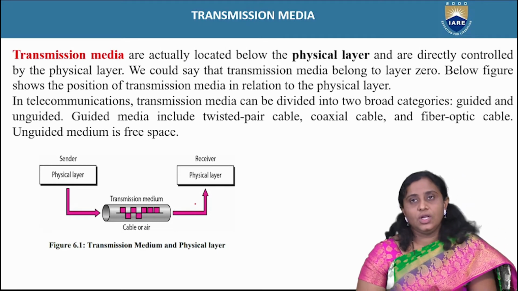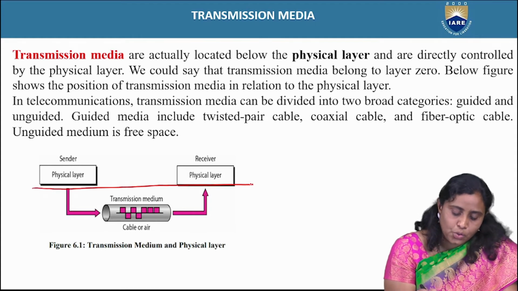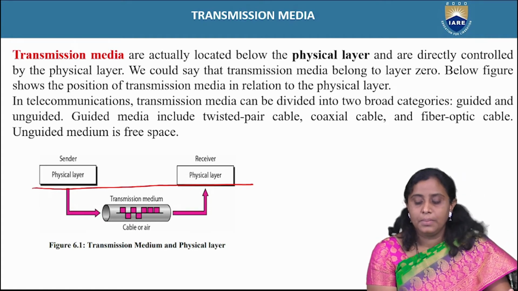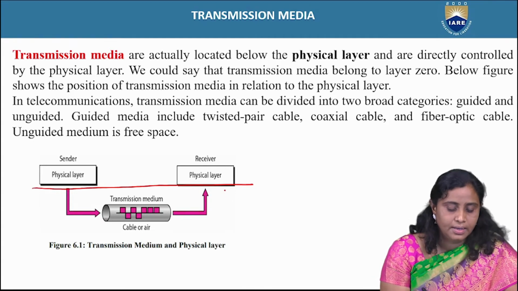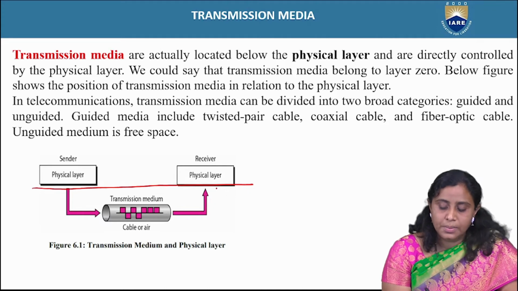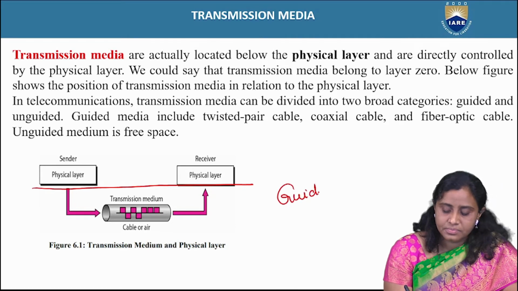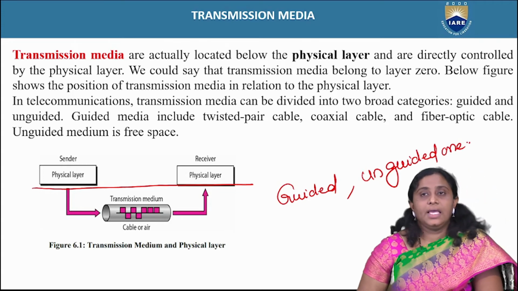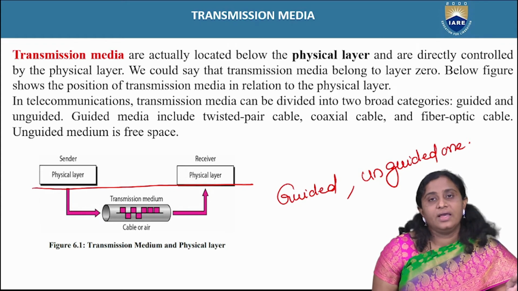The transmission media are actually located below the physical layer of the TCP/IP protocol. We could say the transmission media belong to layer 0. The figure below shows the position of transmission media in relation to the physical layer. In telecommunications, transmission media can be divided into two broad categories: the first is guided, the second is unguided. Guided media include twisted pair cable, coaxial cable and fiber optic cable. Unguided media is purely meant for wireless communication or free space communication only.